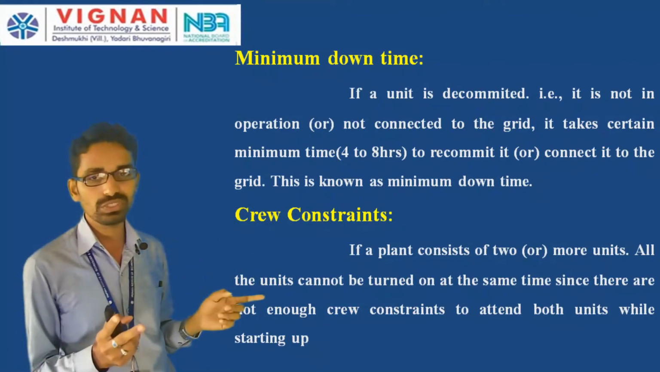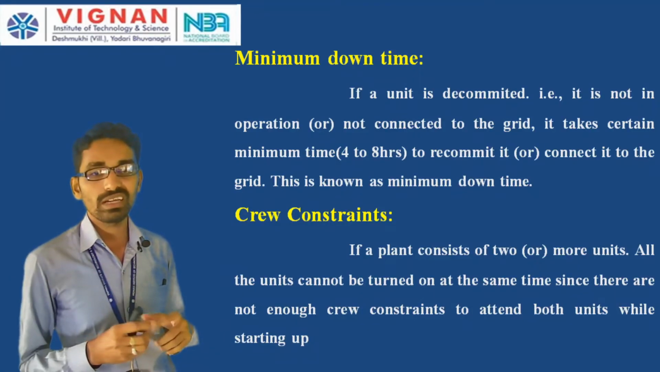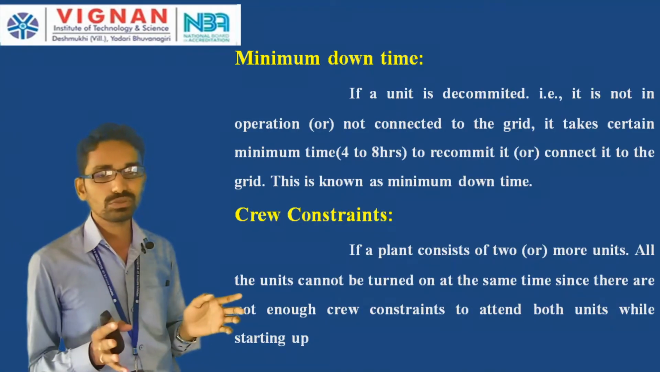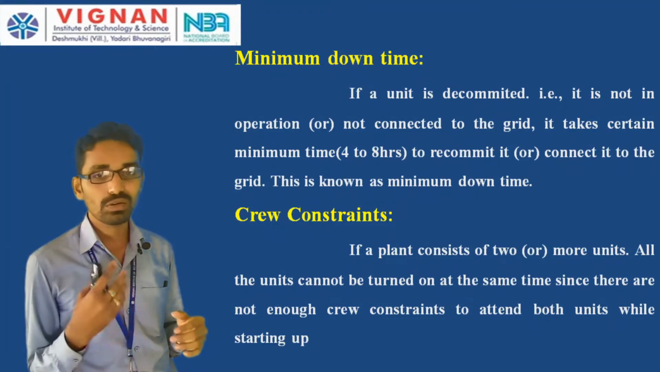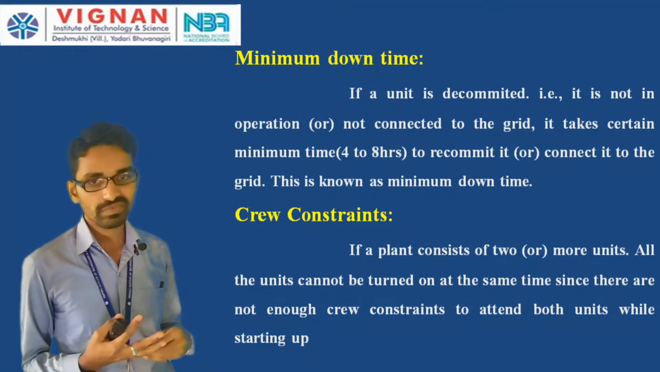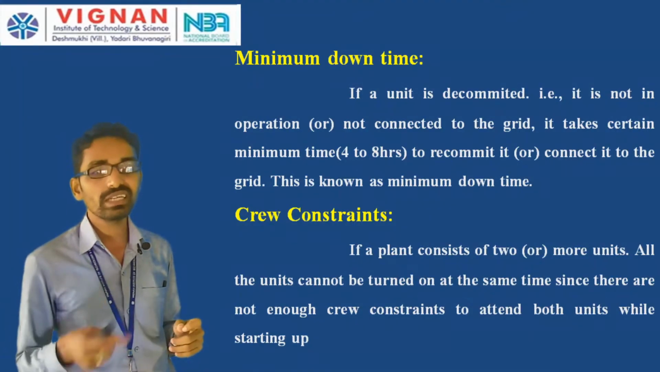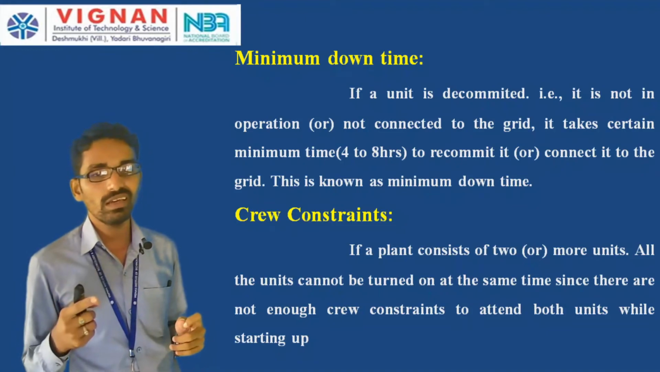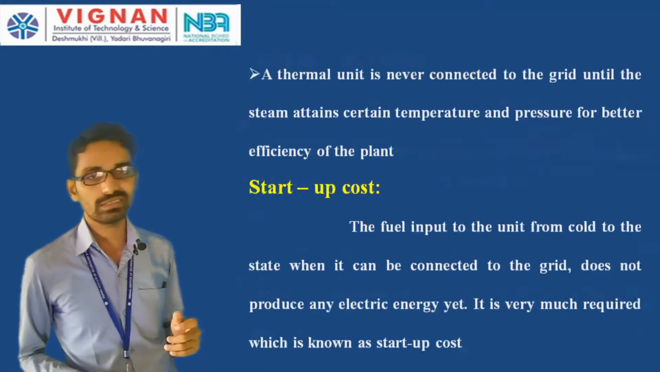So, if you are having 2 generating units, or more generating units, there are not so many crew to attend all the equipments in order to switch them on. That means the crew constraints are most important here. We need to consider that each generator should be turned on at a time. You should not turn on all the generators at a time, because we do not have enough crew.